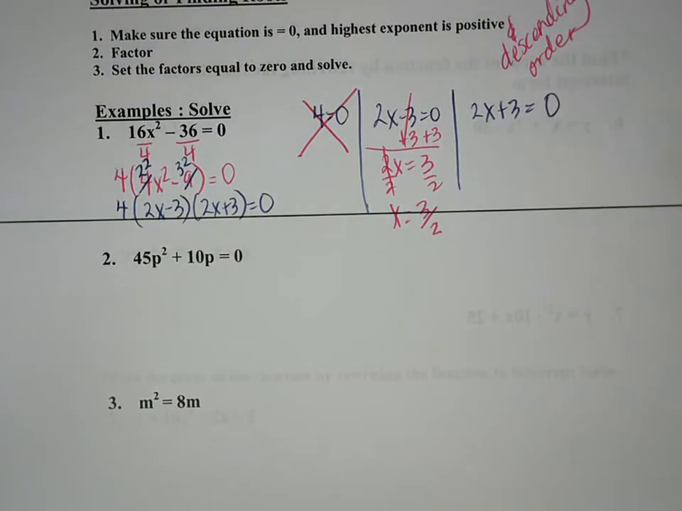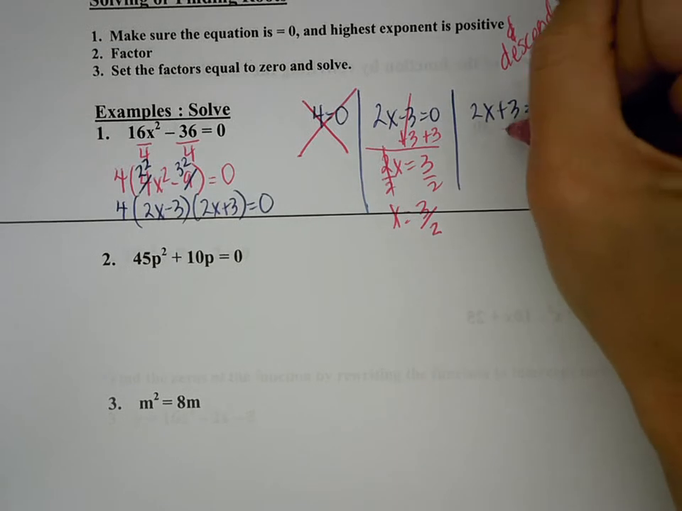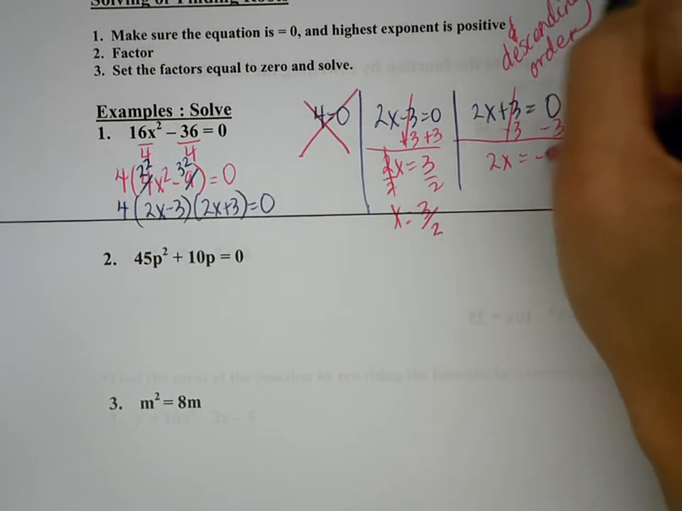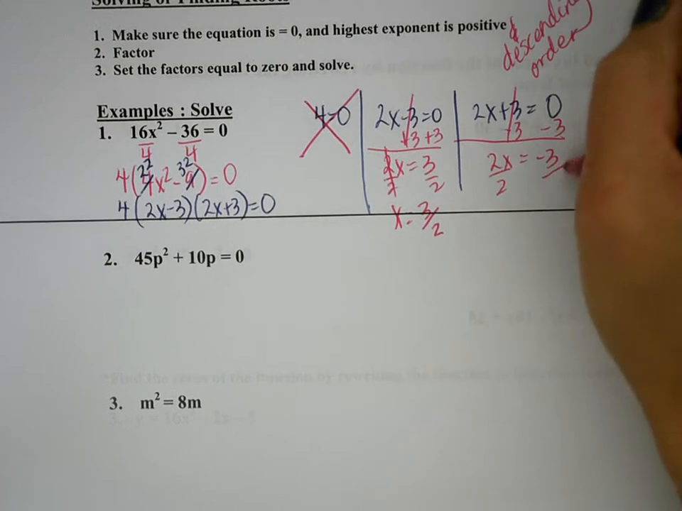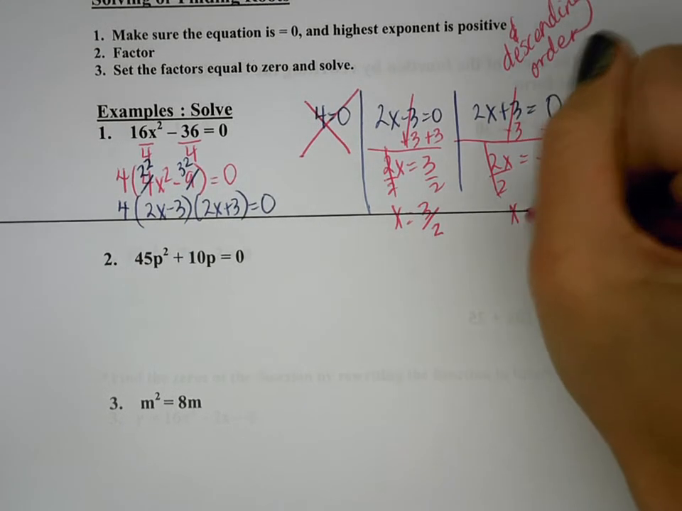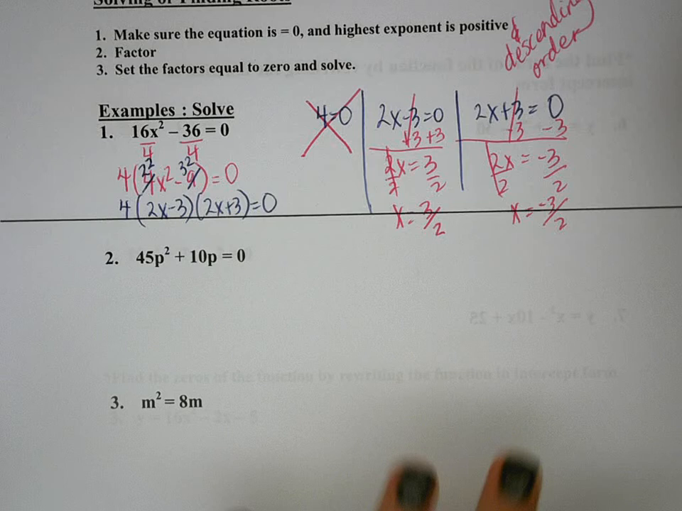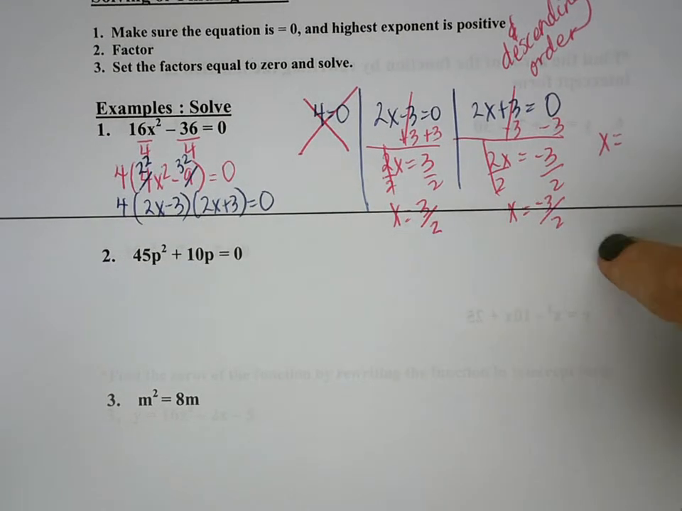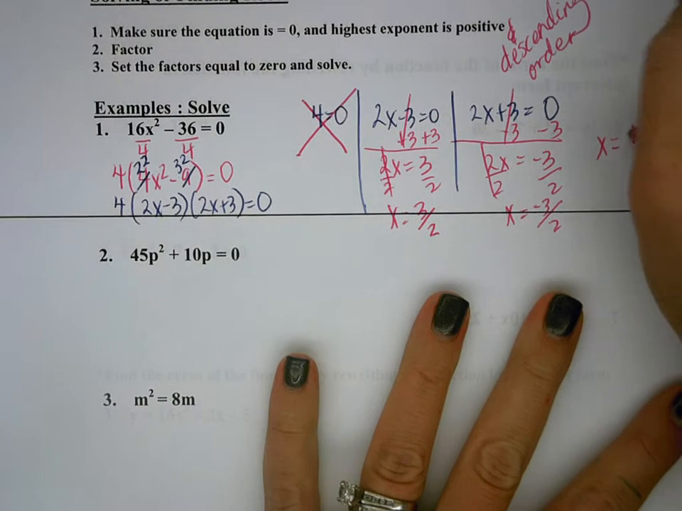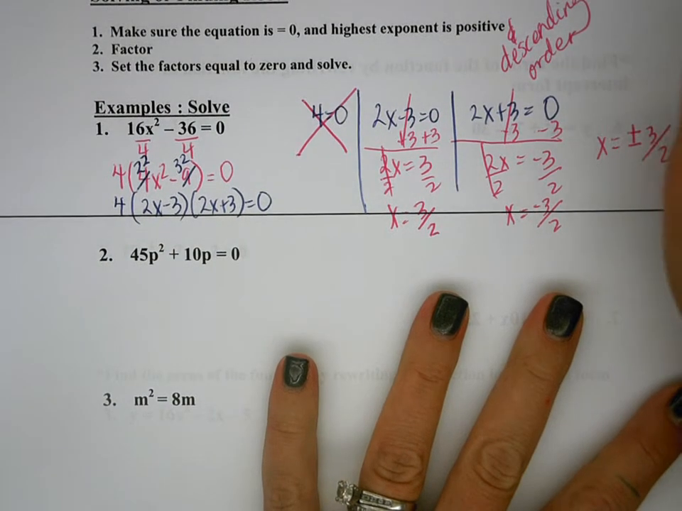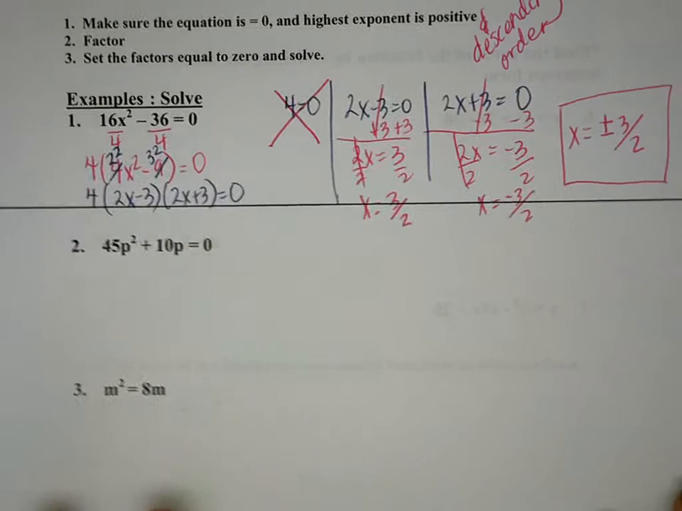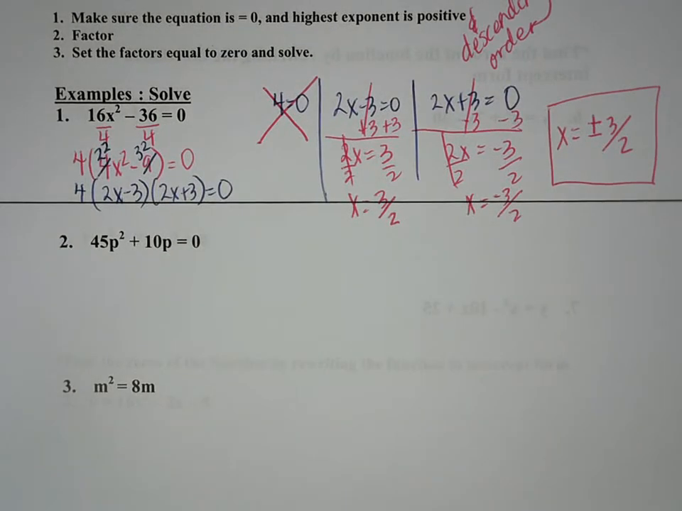Then we do the same thing for the third equation. I subtract 3 from both sides. 2x equals negative 3, and we divide by 2 to get x equals negative 3 over 2. So those are my answers. You notice how one of these is positive and one is negative? Instead of writing 3 over 2 and negative 3 over 2, you can write plus or minus 3 over 2, and that stands for positive and negative 3 over 2, just to make it less to write. But you could do it either way.